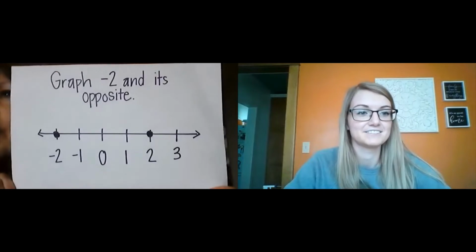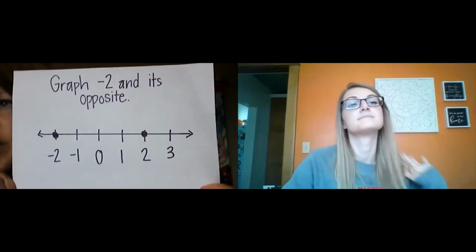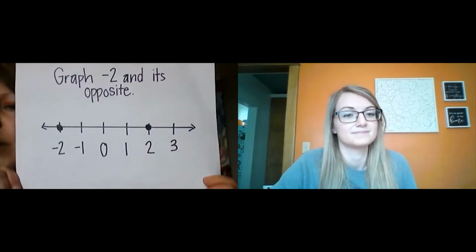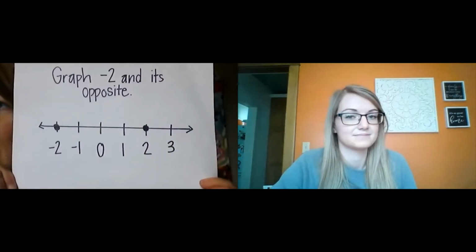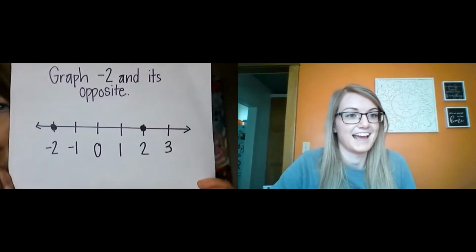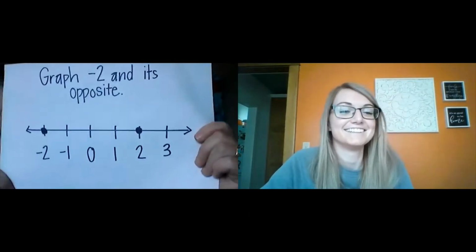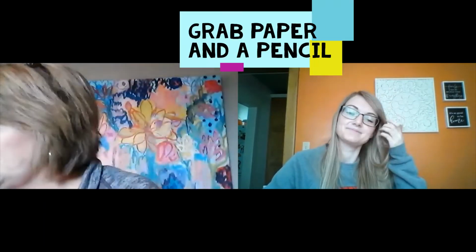So we know an integer is a number and its opposite. That's positive and negative numbers. The only number that is not an integer, wait for it, is, Mrs. Zimmerman? Oh, 0. Great.